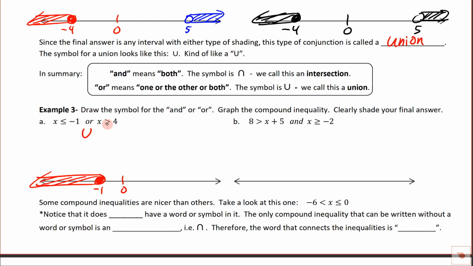Okay, and then the other one is a 4. So we're going to circle the 4. We're not going to fill it in, and the answers are greater than that, so it goes like this. Okay, so that right there is the answer. So we use the right symbol. That's the union symbol. So the answer is you union this with that. So you basically put them all together. So anything that's shaded is going to be part of the answer.